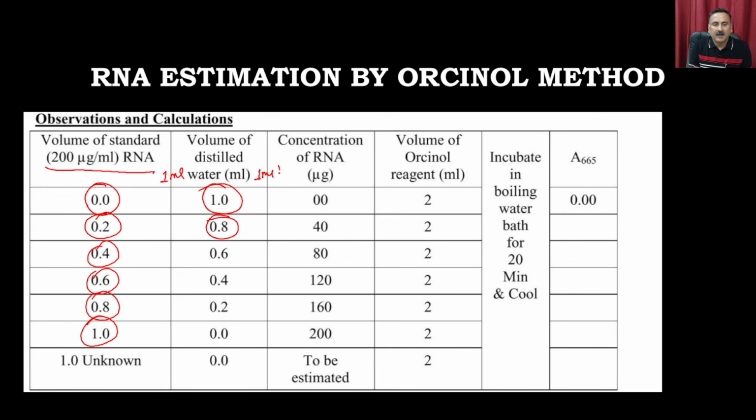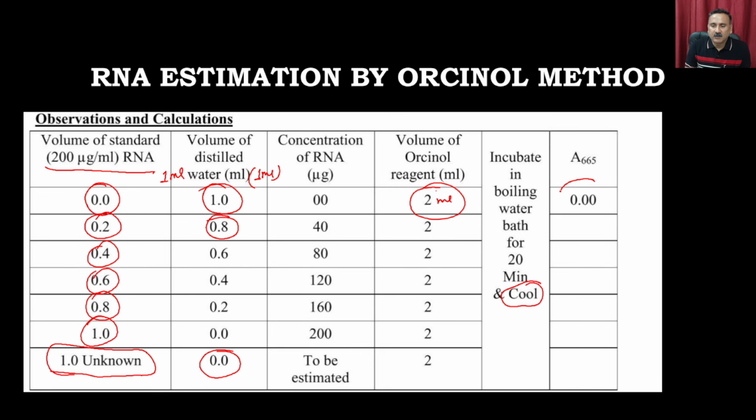Then, for the unknown, you take 1 ml of unknown. You can take other volumes of the unknown also, but accordingly you add the water, and then you add the reagents. You add 2 ml of the orcinol reagent, which you prepare with the help of ferric chloride, HCl and orcinol. And then you incubate this in a boiling water bath for 20 minutes. Then you cool down, and then you take the absorbance.